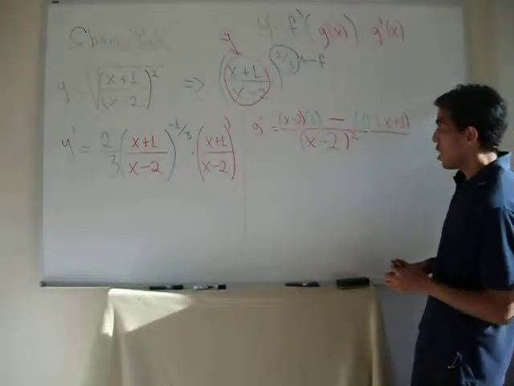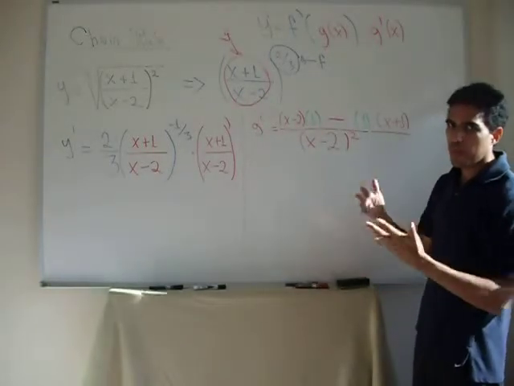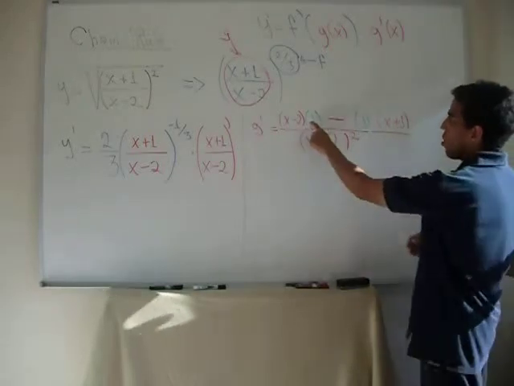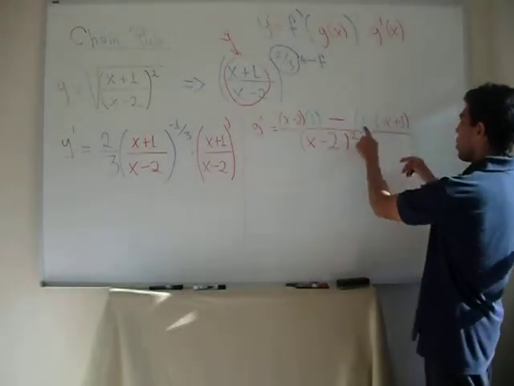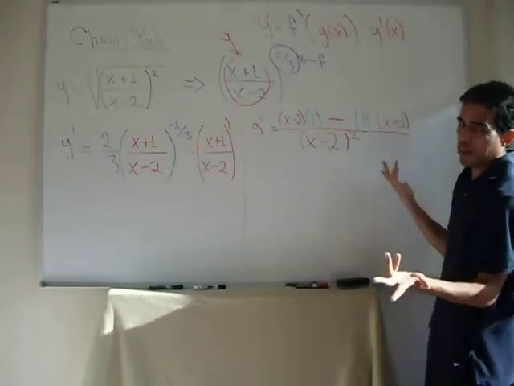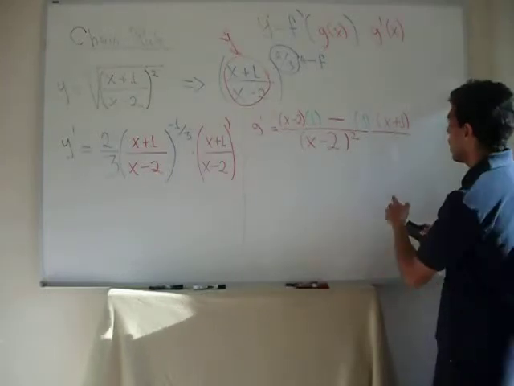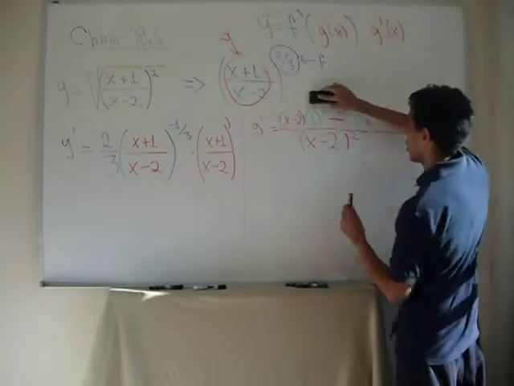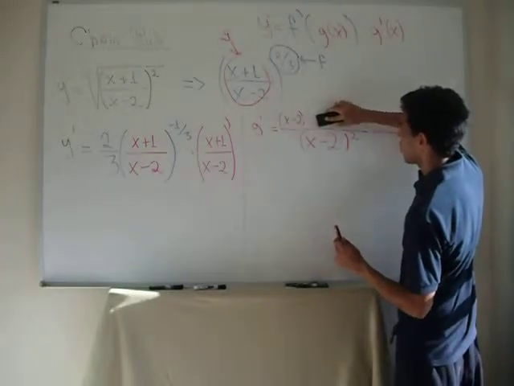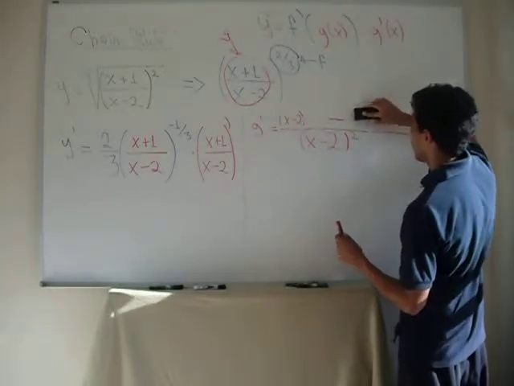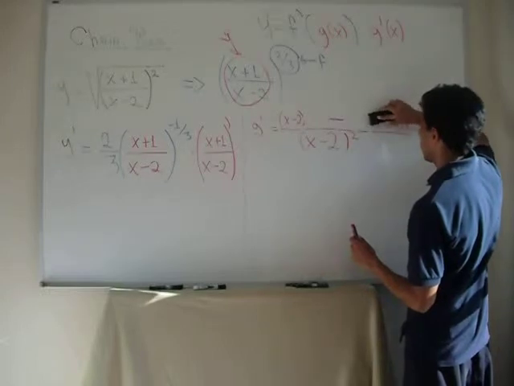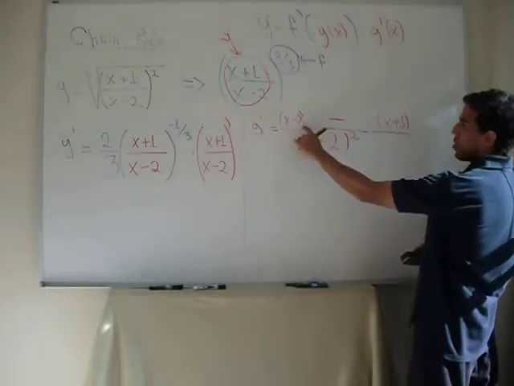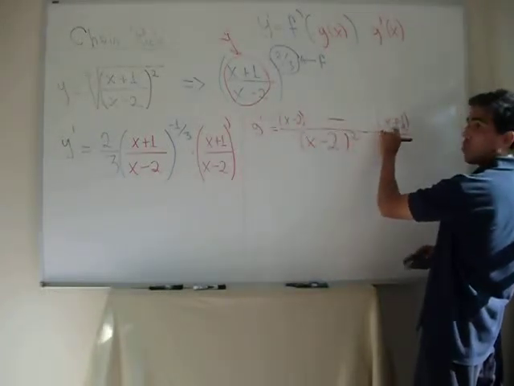Okay? G prime. So all I have to do is simply operate this. 1 times this is this, and 1 times this is this. So I'm going to get rid of the 1. Okay, I don't really need it. And just rewrite this. Okay? So this goes away, and this goes away. And I have x minus 2 minus x plus 1.